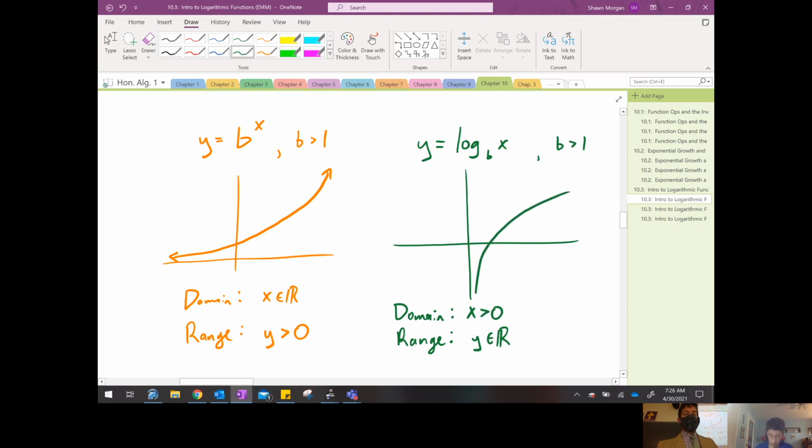And what does that mean that the graph is going to look like? Well, the graph is going to go infinitely up and infinitely down, hence the all real numbers on the range, and it's only going to be to the right side. Where the orange graph had a horizontal asymptote at the x-axis, this green graph has a vertical asymptote at the y-axis. They are inverses of one another, right?